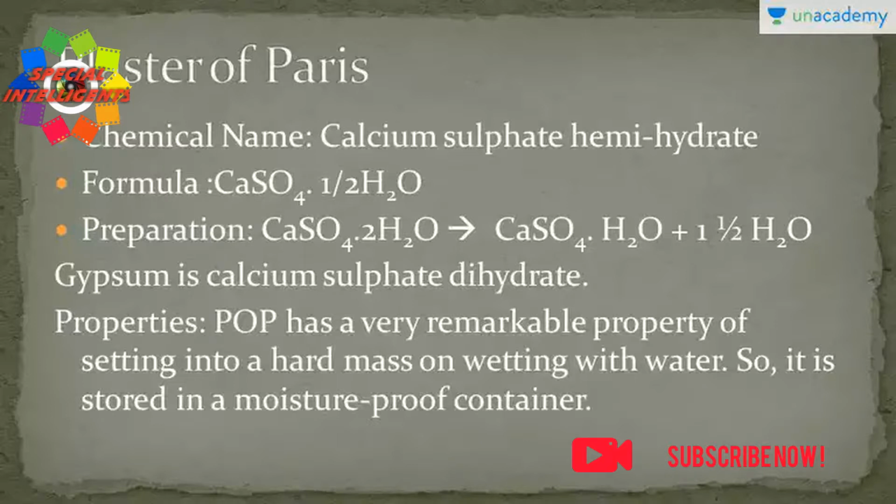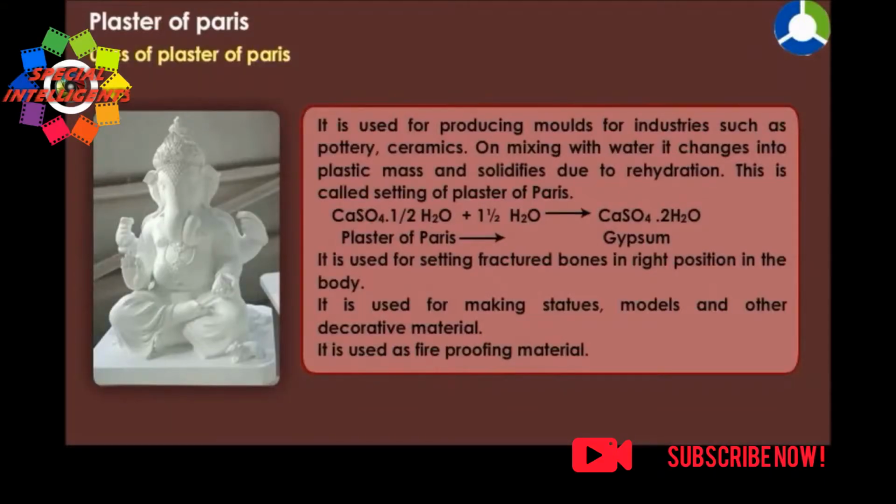Now we'll go to the uses of plaster of Paris. It is used for producing molds for industries such as pottery and ceramics. On mixing with water, it changes into a plastic mass and solidifies due to rehydration. This is called the setting of plaster of Paris. It is used for setting fractured bones in the right position in the body. It is also used for making statues, models and other decorative material. It is used as a fireproofing material.